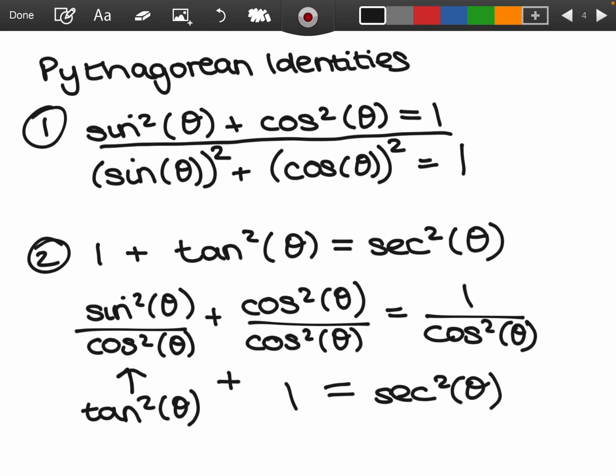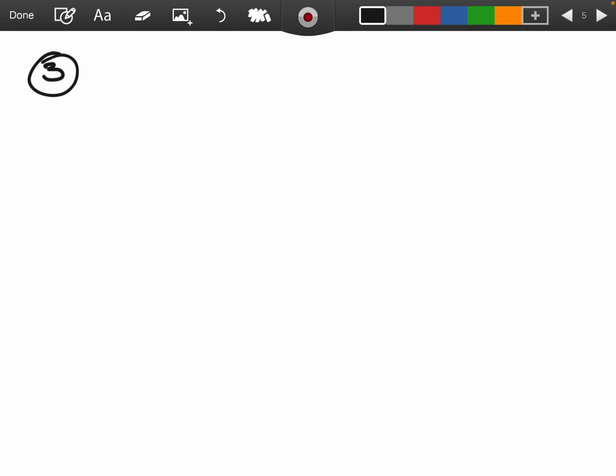Similarly, if instead of dividing by cosine squared theta, I divide it by sine squared theta, so if I would have taken my first identity here and divided the whole thing through by sine squared theta, I would get my third Pythagorean identity.